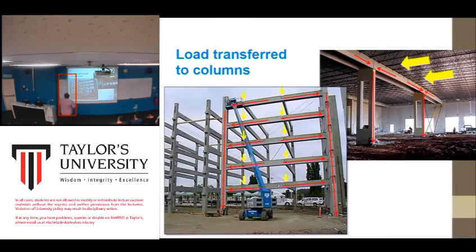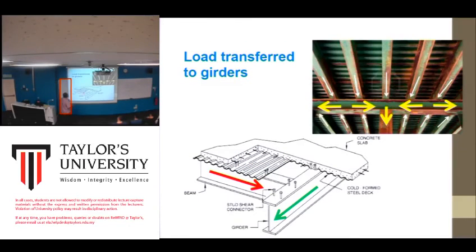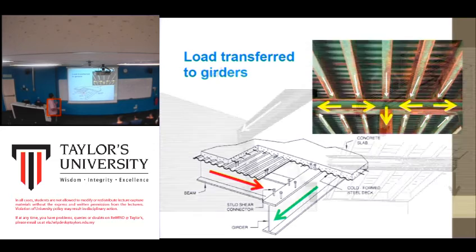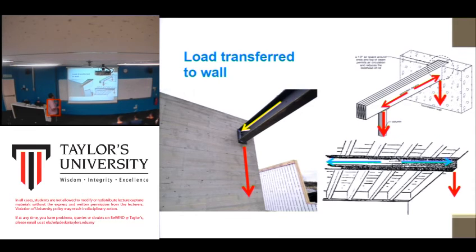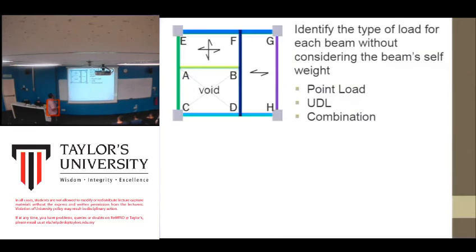Okay, as you can see here, this is how load is transferred to the column. Got to support. As I mentioned, it will divide into two. We transfer to the nearest support that it can reach. Then this is how loads transfer to girders. So this is the girder. A girder is a large beam. And then load transfers to the wall.